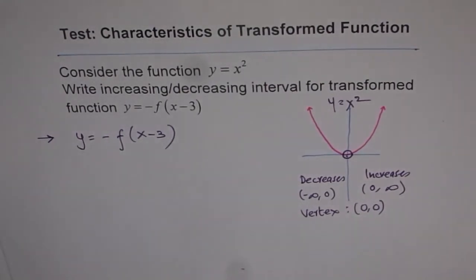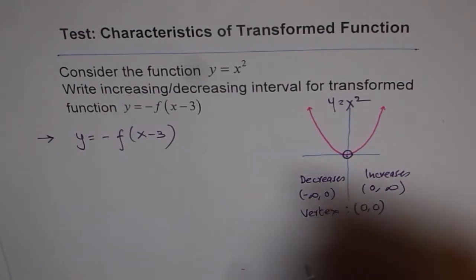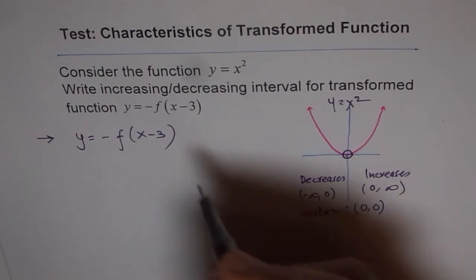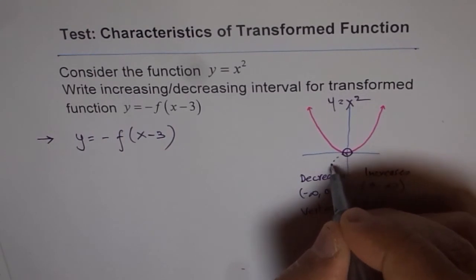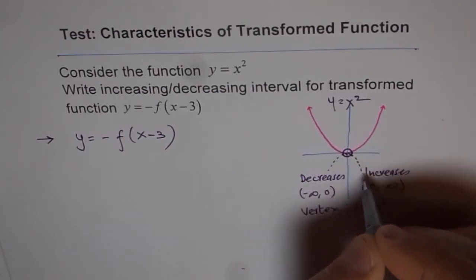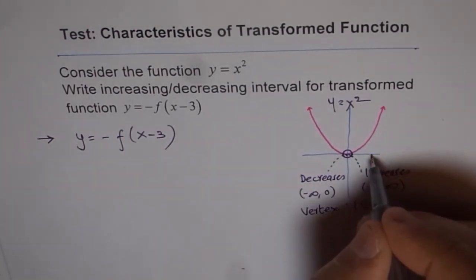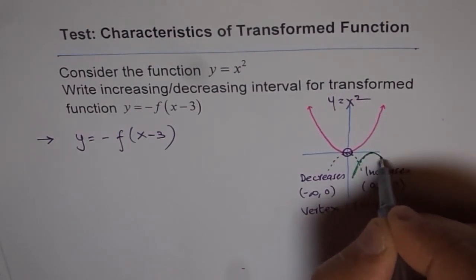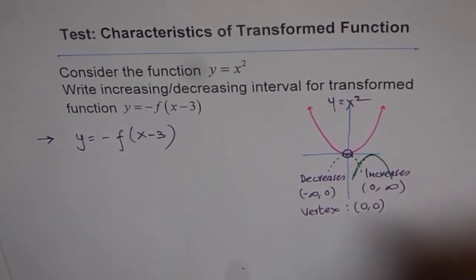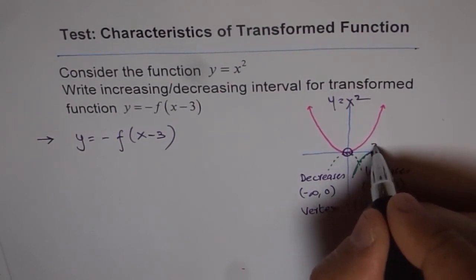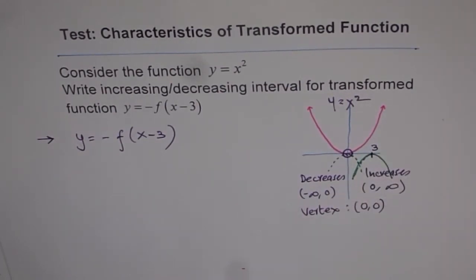So basically it indicates that you need to reflect it on the x-axis. That means you need to reflect it like this and move it 3 units to the right. That means move it 3 units to the right. So that will be your transformed function. Do you see that? So basically it will come here from 3, and now you know the intervals of increasing and decreasing, right? So that is how you can figure out intervals of decreasing and increasing.